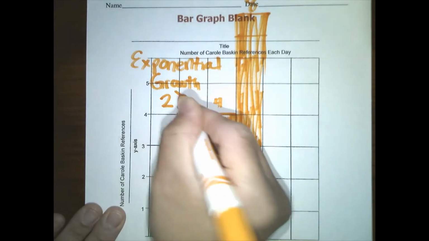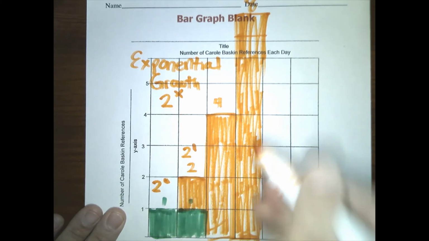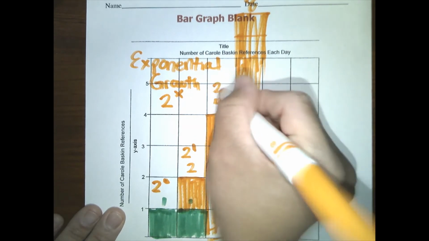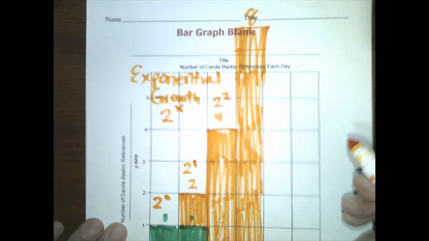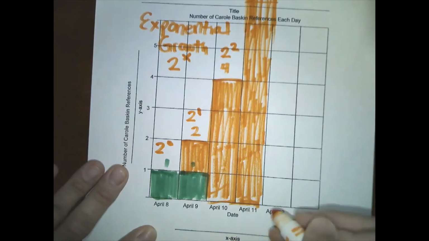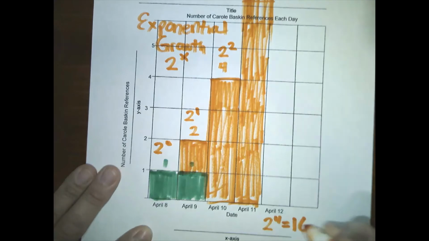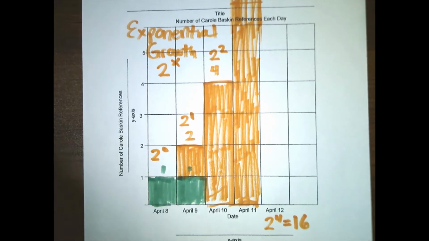It's just 2 to the x. So on day 1, 2 to the 0, day 2, 2 to the first, day 3, 2 to the second, and day 4, 2 to the third equals 8. So that means that by April 12th, we have 2 to the fourth, or 16 Carole Baskin references. So that's quite a lot of Carole Baskin references by just the pattern of exponential growth.